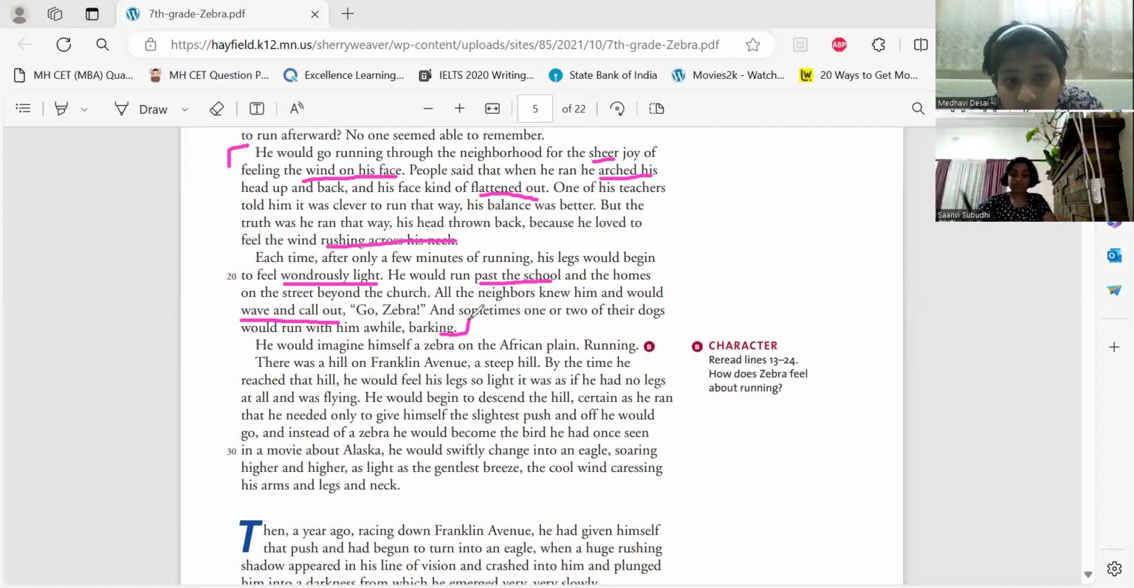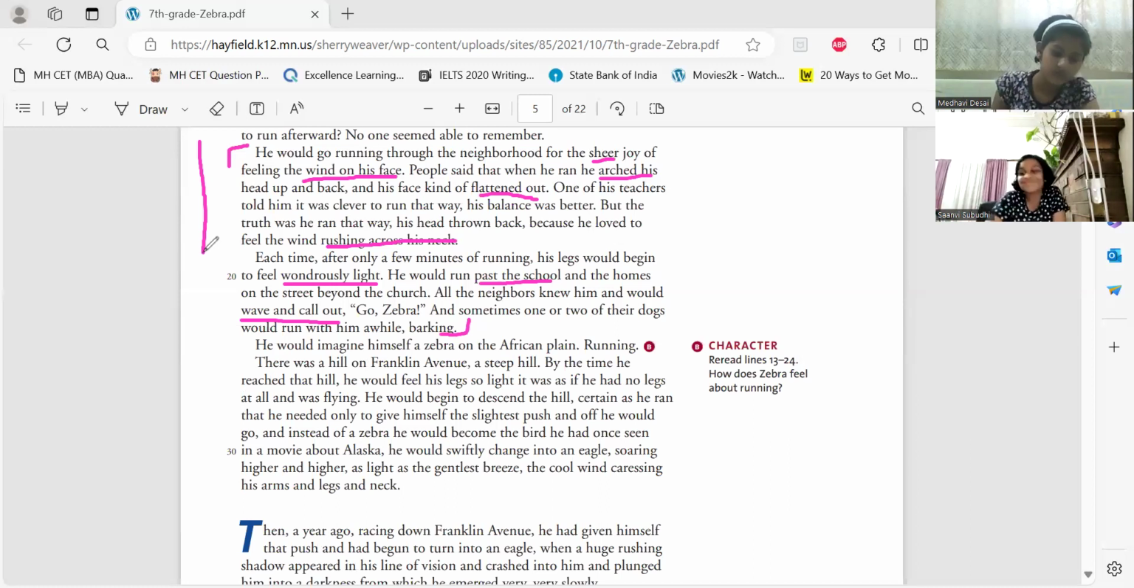Yes, there's a reason I want to ask you. There's a sheer joy of feeling the wind on his face. He was running. So in this whole para, in one sentence, if I had to put it, he was running. It's a description of how he was running, right? So if you're thinking of writing a story or describing anything in the future, you should understand when you have to describe, you have to add adjectives, you have to add phrases, you have to add description. You have to give the information which helps the other person to imagine how he used to run.